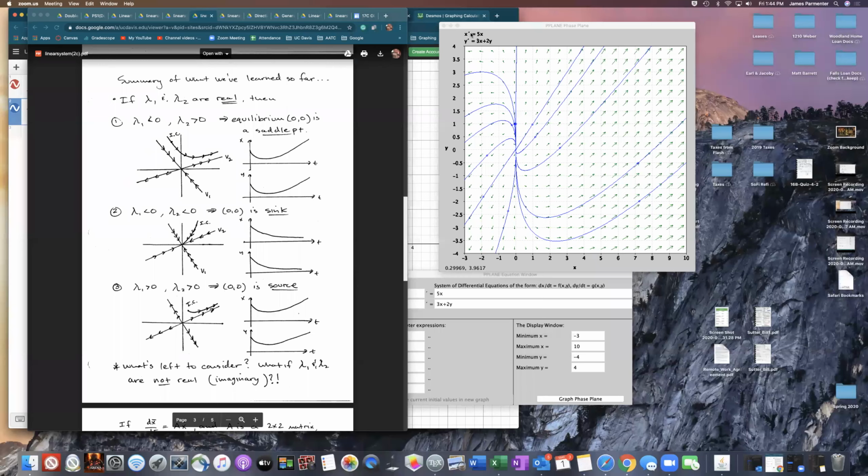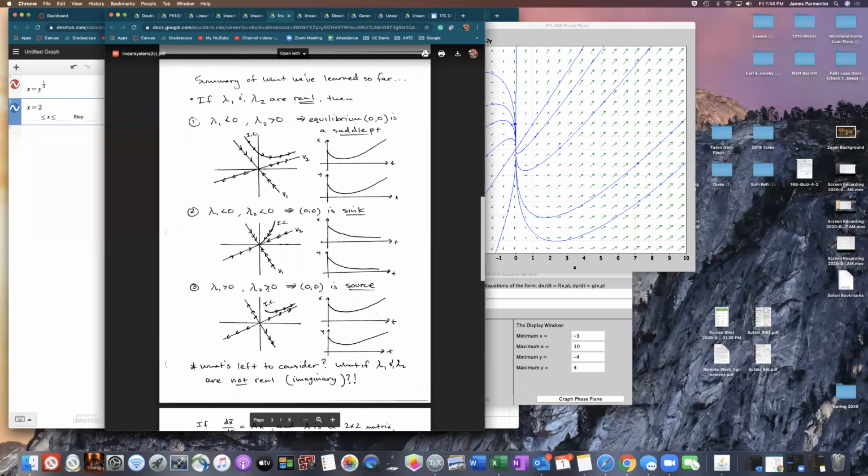Let me close this. So I'm looking at this page over here, which says, if you've got one negative and one positive, we have a saddle, and you've got this kind of behavior where along one eigenvector you're going towards the equilibrium, along the other eigenvector you're going away from the equilibrium. So if you start somewhere like over here, that's my initial condition right there, then I'm getting pushed in this direction, but then as I get closer to the other eigenvector, I'm getting pushed away in that direction. And then here are the behaviors of x and y. They both eventually get larger and larger and larger.